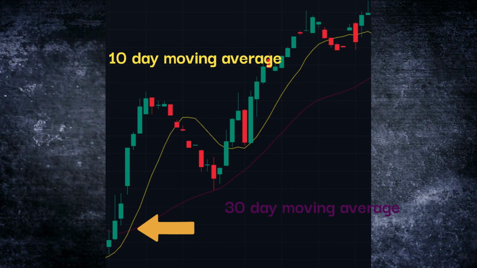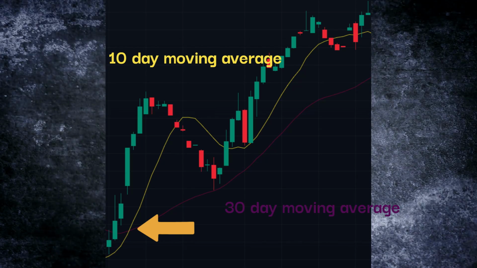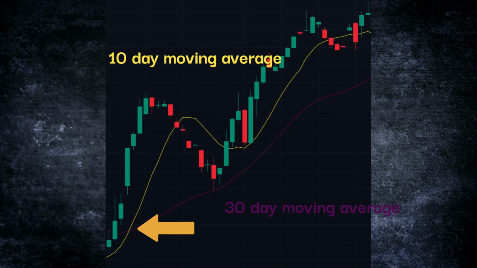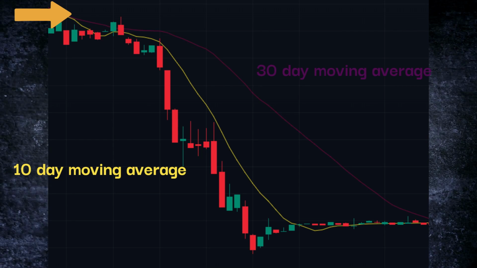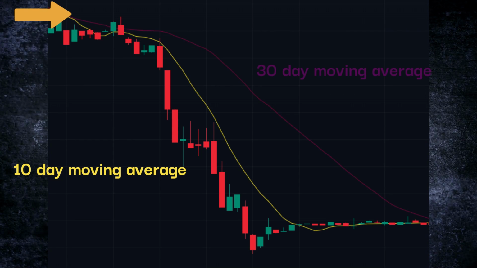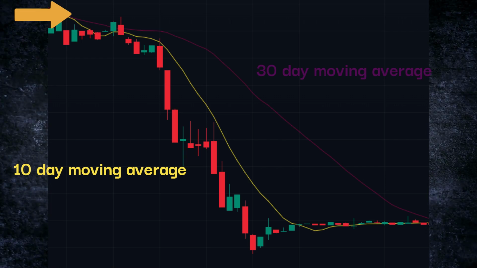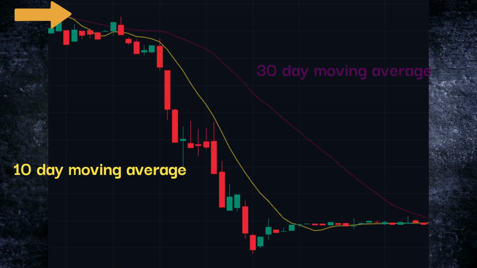This is often seen as a bullish signal, indicating that the stock may be starting to trend upwards. On the other hand, if the 10-day moving average crosses below the 30-day moving average, this is often seen as a bearish signal, indicating that the stock may be starting to trend downwards.